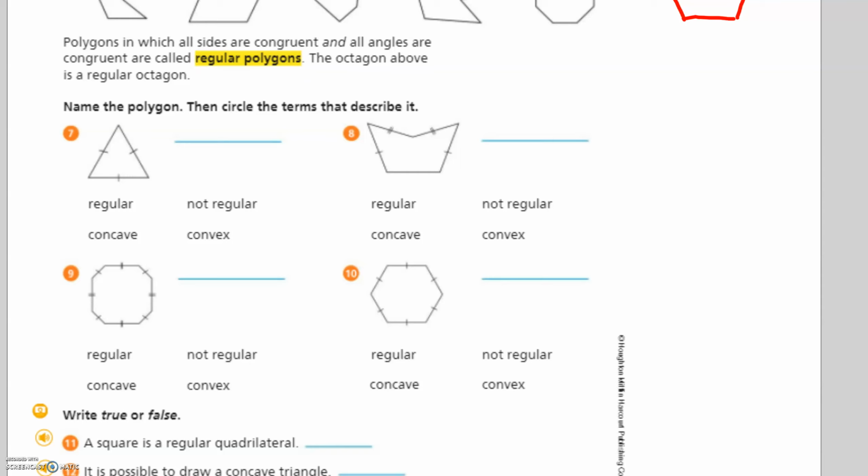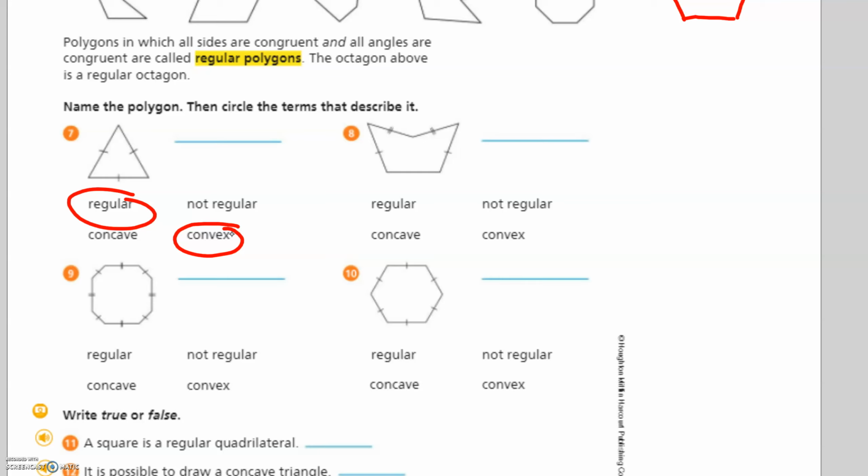So let's take a look at some of these. If we look at this first figure, this is an equilateral triangle because look, all the sides are the same length. And when the sides are the same length, the opposite angles are the same. So it's regular. So choose one there. And then is it concave or is it convex? Well, there's no real place to go in. It's a convex shape.